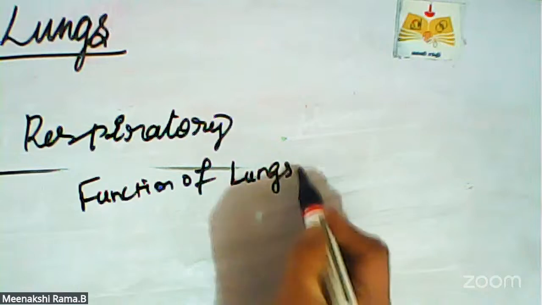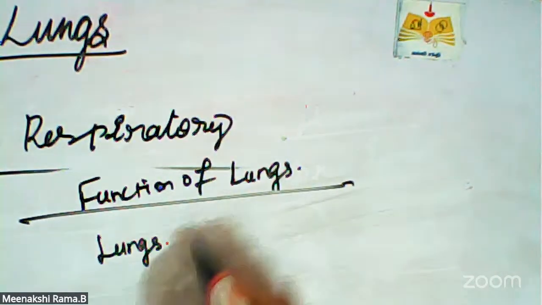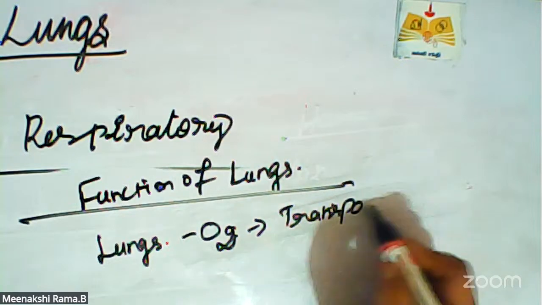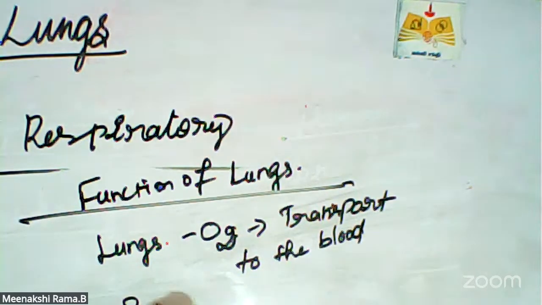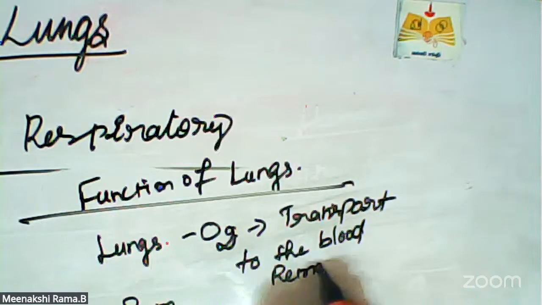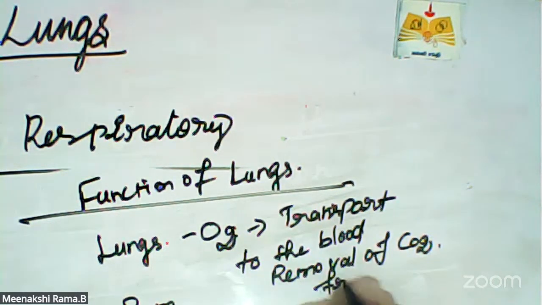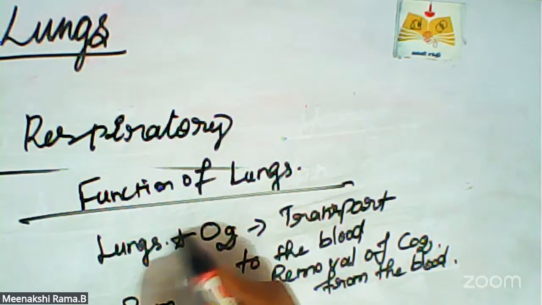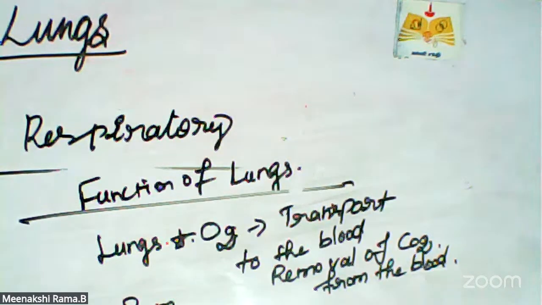Means the lungs take the oxygen, transport it to the blood, and then remove carbon dioxide from the blood. So these two main functions are done in the lungs. This process is known as gas exchange.